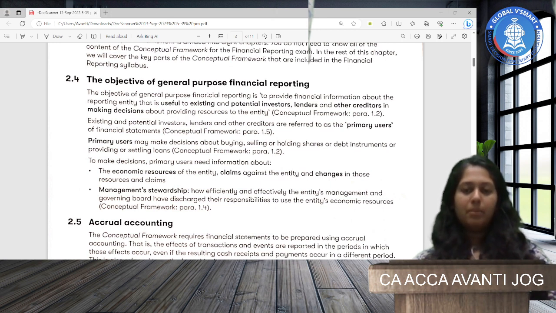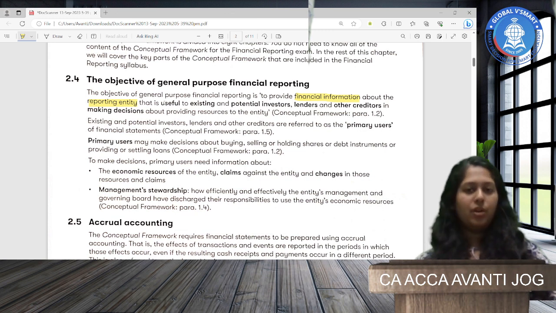the objective of general purpose financial statements is to provide financial information about the reporting entity that is useful to existing and potential investors, lenders, and other creditors in making decisions about providing resources to the entity. Okay, let's break it down. First of all, provide financial information. Financial information of what sorts? Obviously, financial information about income, expense, asset, liability, etc. Correct. About the reporting entity. Reporting entity is the company that we're discussing about.